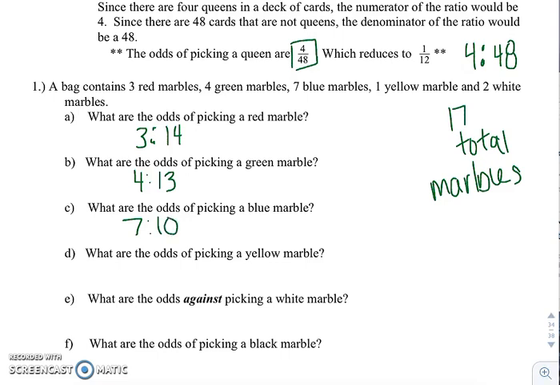Odds of picking a yellow? 1 to 16. So it's yellow compared to not yellow.